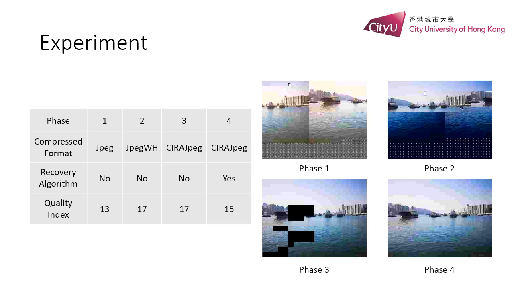If we only use normal JPEG, it is easily corrupted. If we remove the header, the image also corrupts, but the quality is higher. If using CIRA JPEG, we can limit the damaged part within a certain area and the quality still remains high. And then we use the recovery algorithm. The lost parts can be reconstructed, but quality is reduced a little.